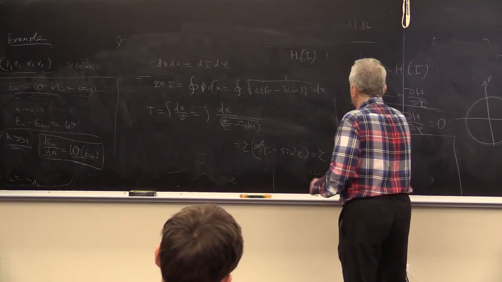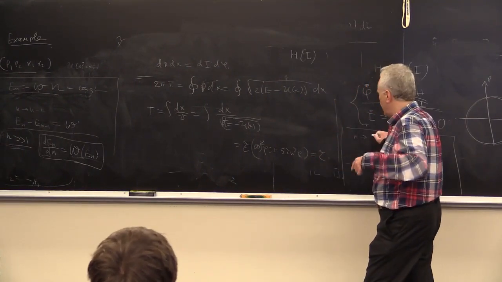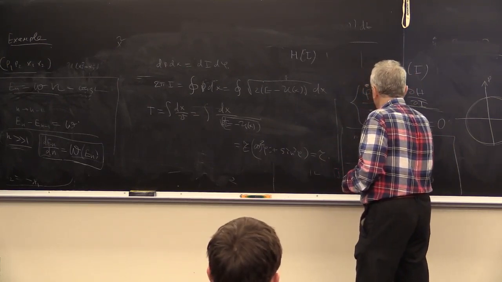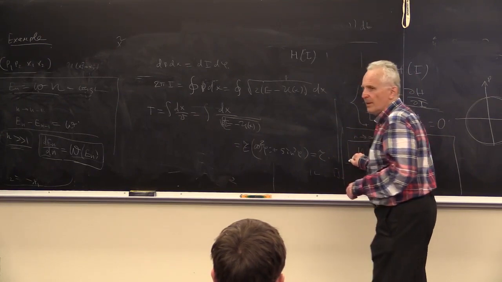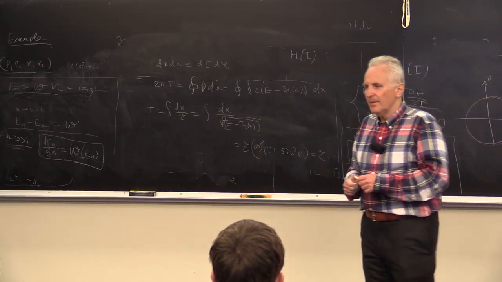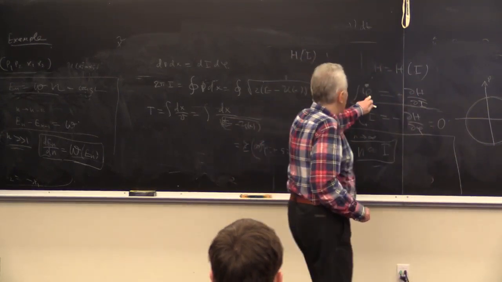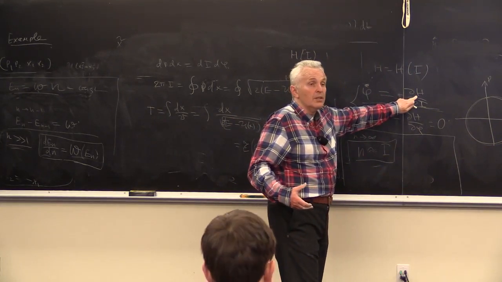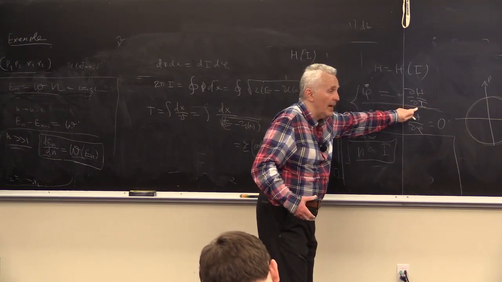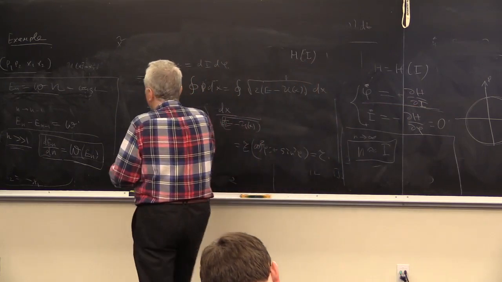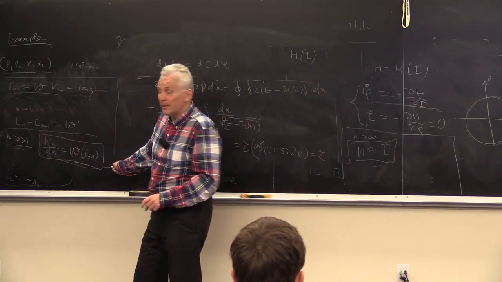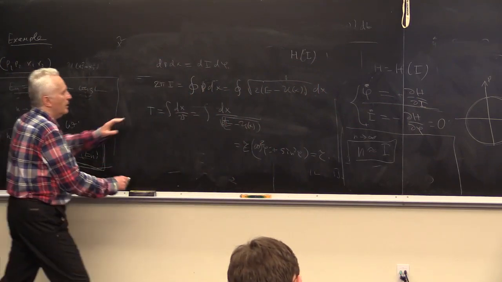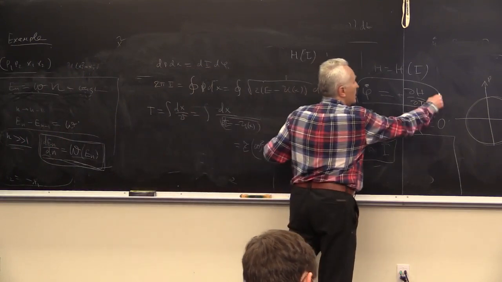Actually, as n, the quantum number of the trajectory, goes to infinity, n becomes the action variable. And you see that the angular frequency of rotation is just the derivative with respect to the action variable, and this is precisely this formula. So what I'm saying is that in the classical limit, this formula and this formula are the same.